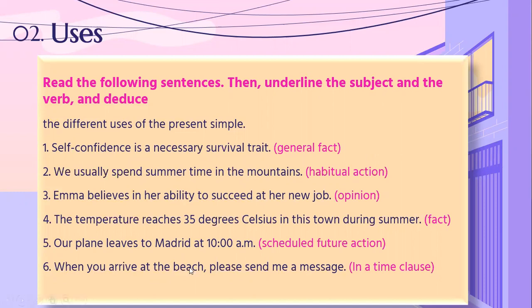You say he arrives at blah, blah, blah, at 6 p.m. He arrives, not he arrive or arrived, he arrives. Okay, so this is a scheduled future action.